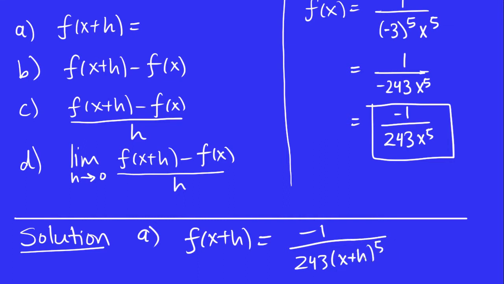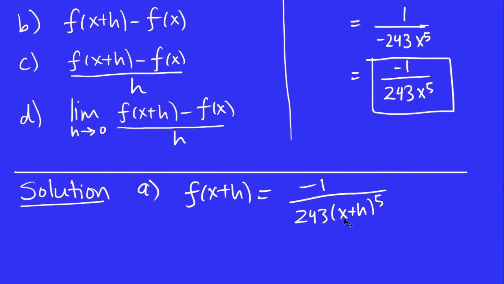But we do have an issue here. I think eventually we're going to have to expand x plus h to the power of 5. I'm not sure if we should do it now or later. Why don't we do it later? So let's see what part B would be then, right?